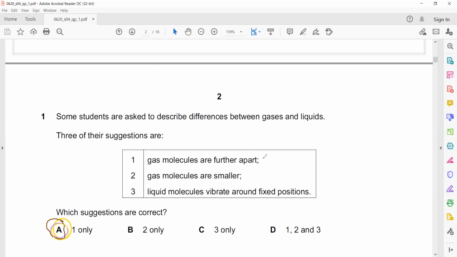So gas molecules are further apart, that's true. Gas molecules are smaller. The size of the molecule does not suggest the state. Liquid molecules vibrate about fixed position, that's wrong. That is for solids only. So only one is right, A is the right answer.